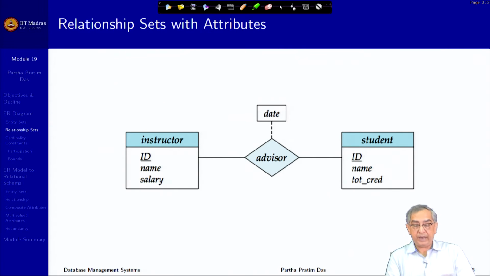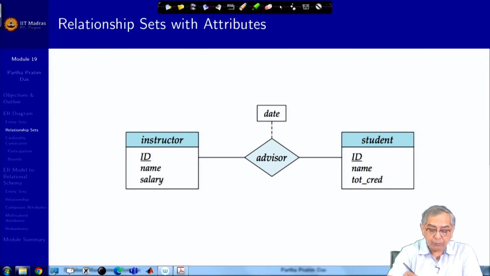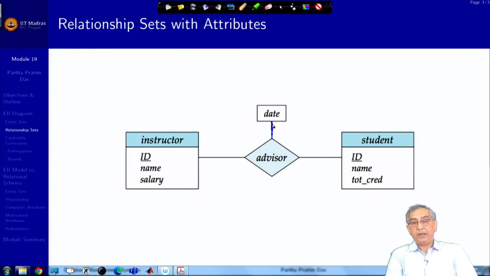For example, what happens if you make this a solid line? If you make this a solid line, then that will mean that advisor has a relationship with the entity set date. Now, that will mean an entity set which has no attribute. Possible? I am saying an entity set which has no attribute. I have not yet decided on the attributes, but there is a relationship with date. There is a concept called date through which it will have a relationship.